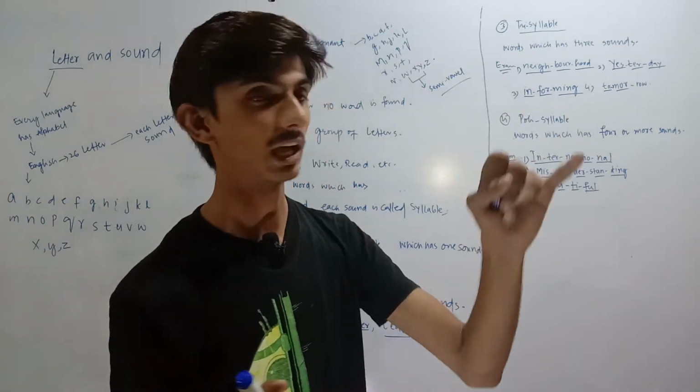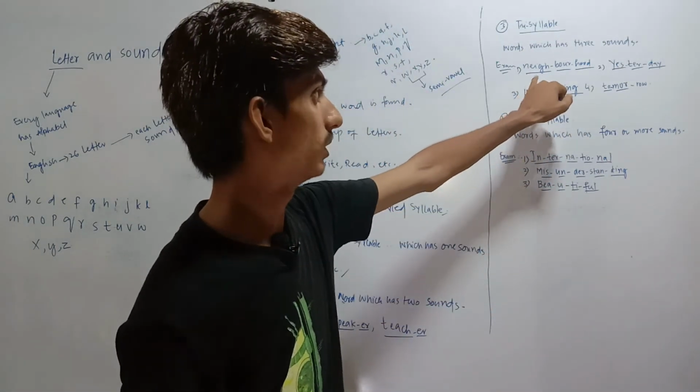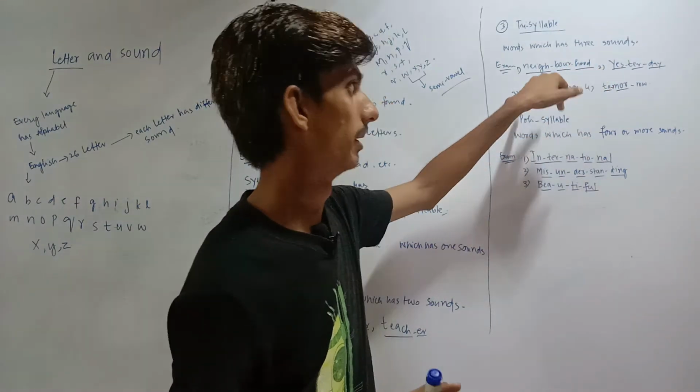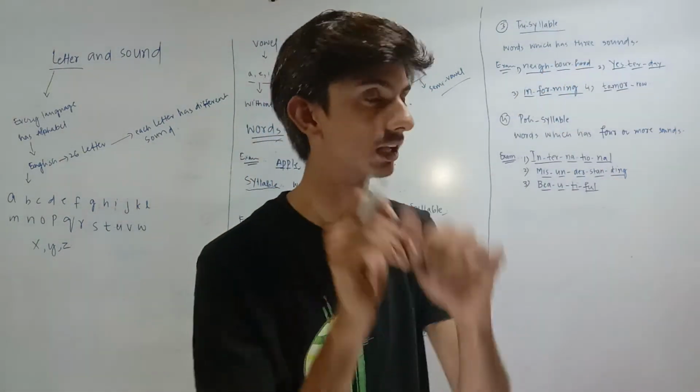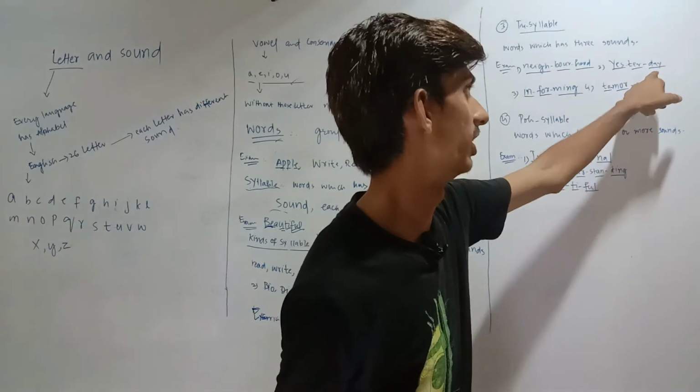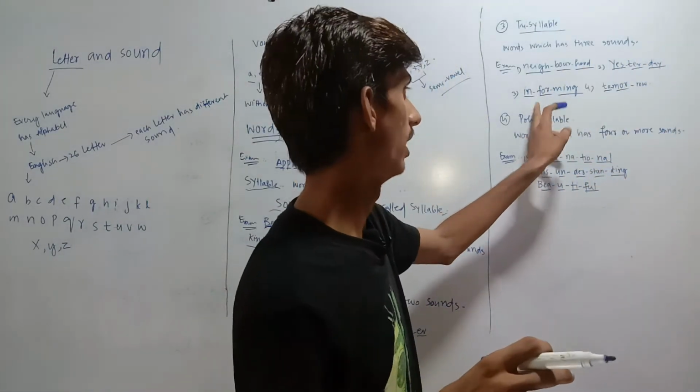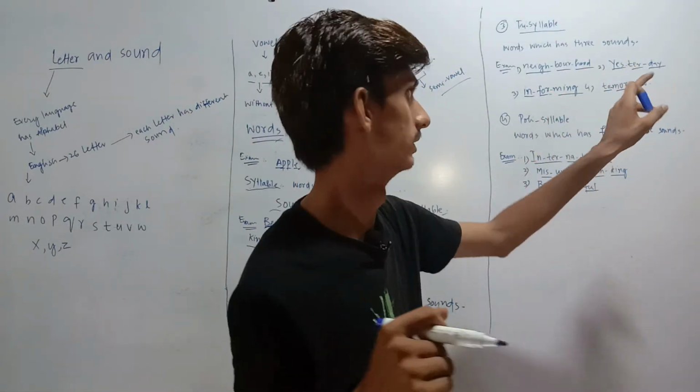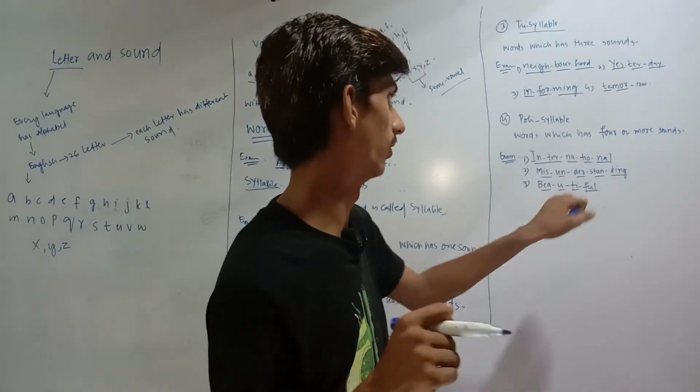Now I am going to move to the trisyllable, which has 3 sounds. Examples are neighborhood, it has 3 sounds. Yesterday, it has 3 sounds. Informing, 3 sounds. Tomorrow, 3 sounds.